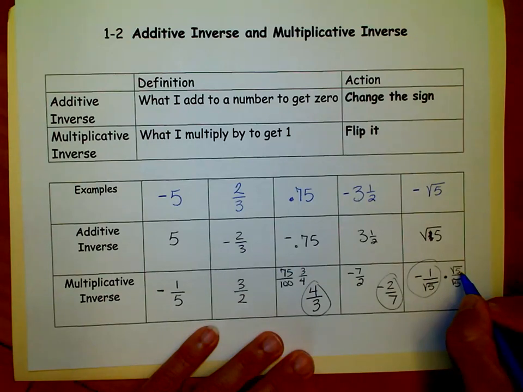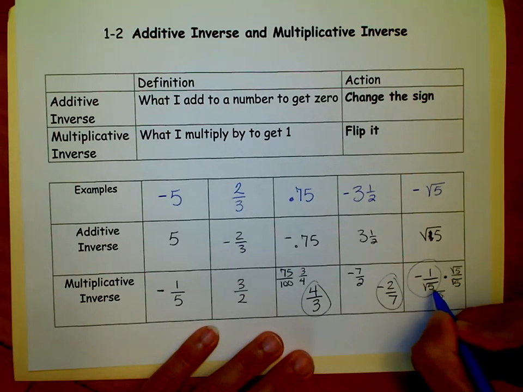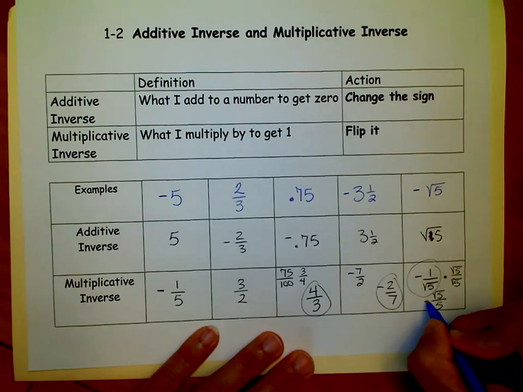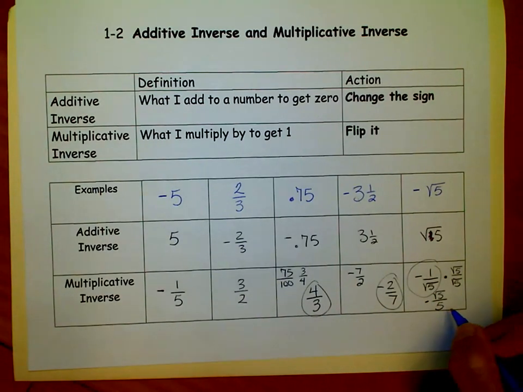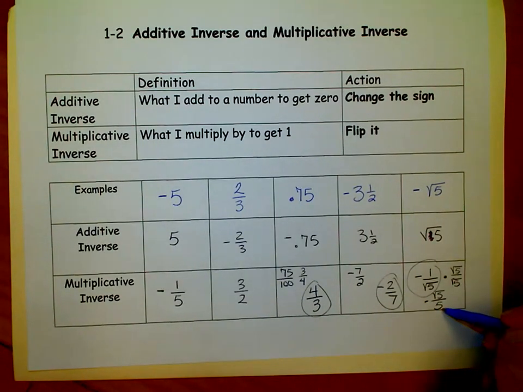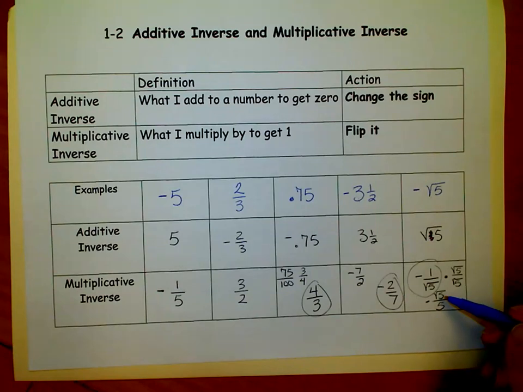1 times the square root of 5 is the square root of 5. The square root of 5 times the square root of 5 is the square root of 25, which is 5. And so this also works. This is an acceptable answer, that's an acceptable answer. So you have to ask your teacher or read the directions in the book to see which one they want.